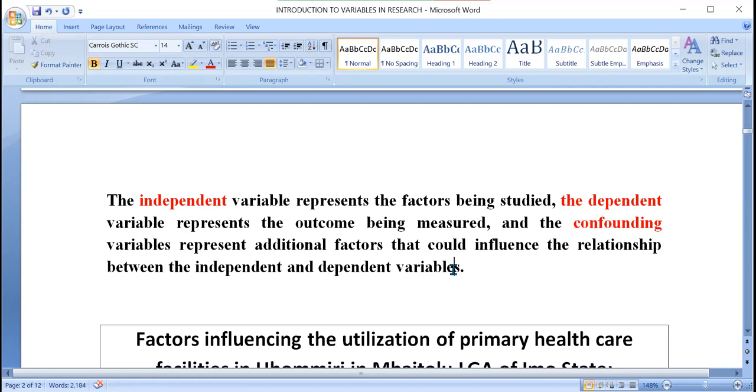Now, in that example, the smoking is the independent variable you are manipulating, and coming down with cancer is the dependent variable. Now, if you want to carry out such research, you must control for confounding variables. These confounding variables, for that example we give, can be age. The more someone grows older, the higher chances of the person coming down with cancer.